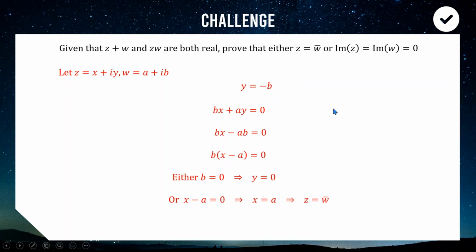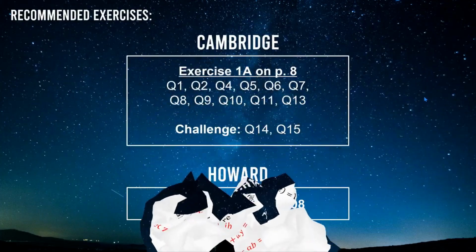So we've kind of already proven it. So either we have b equal to 0, which means y equals 0, which means we've got two real numbers, or y is equal to minus b, and it's actually a number, but then we end up with x being equal to a, so the real parts are the same, and we have the two conjugate numbers. So there we go, proved.